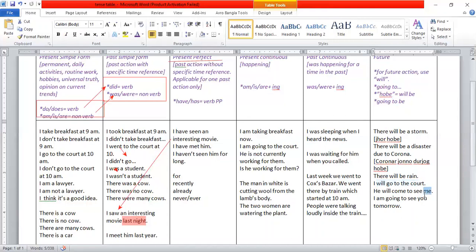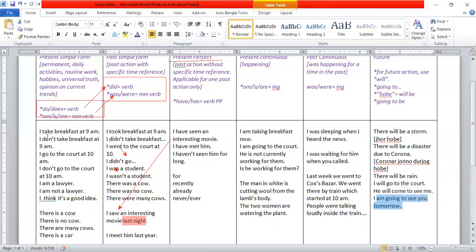He will come to see me. Or you can also use I'm going to see you tomorrow for a near future. That's all basically for the whole table. How can you start talking? As I said, if you understand the formation and the uses of these things, just maintaining the same structure, keep changing the words. If you don't know any word, search in a dictionary.